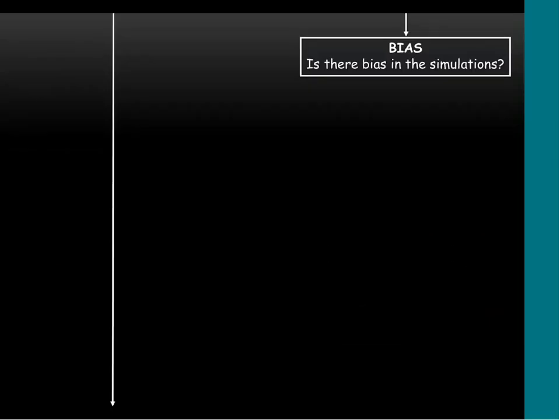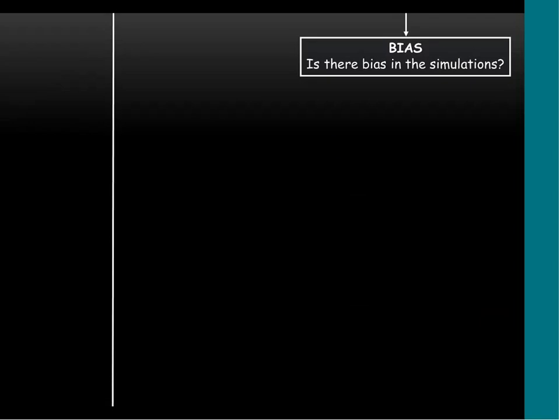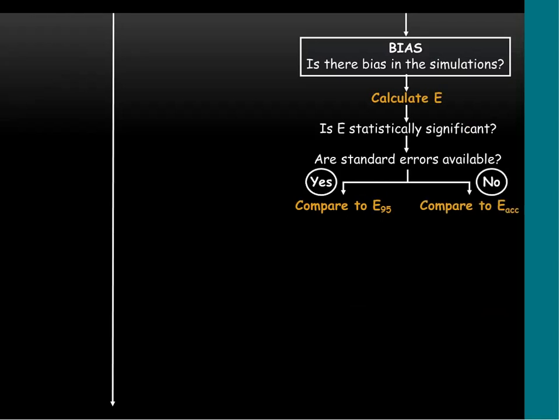The next step is to look to see if there's a bias in the simulations. Let's just go up one. So coming down from the total error, this is telling us whether the total average error is acceptable or not. We then want to know if they're over-predicting or under-predicting, so we test the bias. We calculate the relative error E. Is it statistically significant? And again, we're going through the same process. If we've got standard errors available, we can compare them to the 95% confidence interval of the relative error. If we haven't, we can compare them to a level of acceptable bias, again defined by the user. But when we write this up as a paper, we have to remember to specify what these acceptable errors are and how we've defined them. Otherwise, people might think that we've fitted those post hoc.